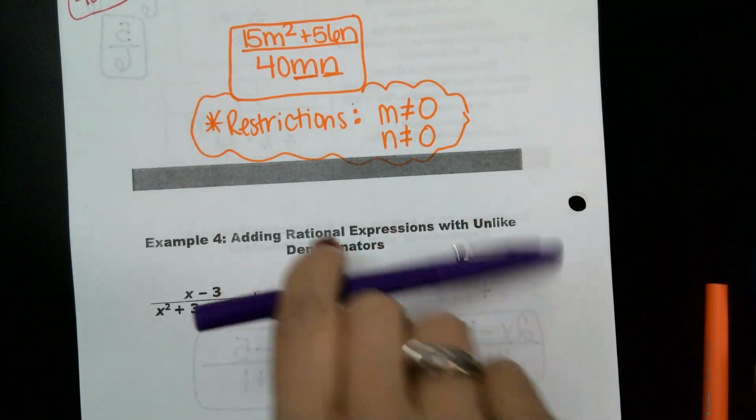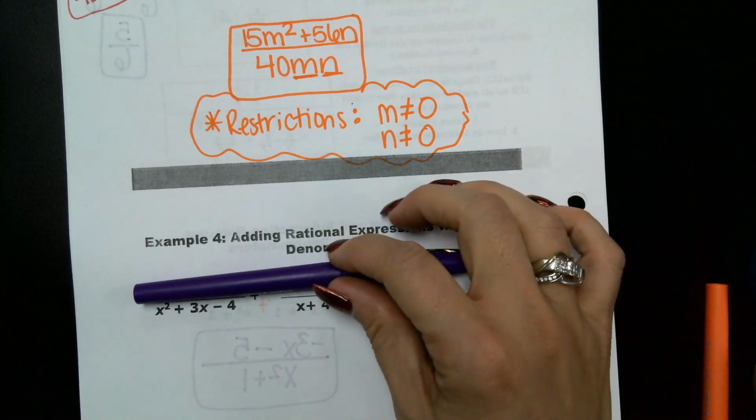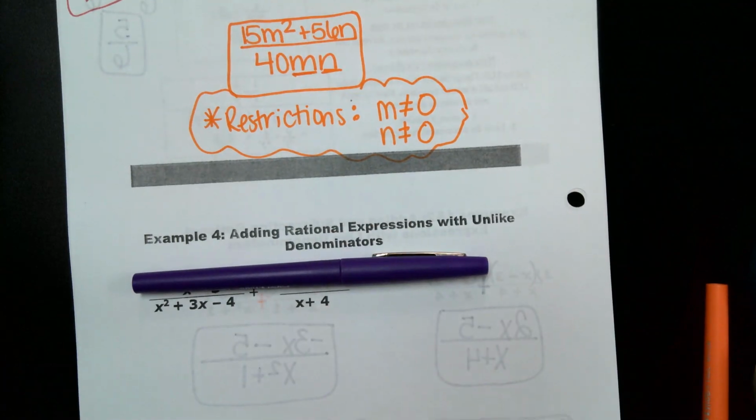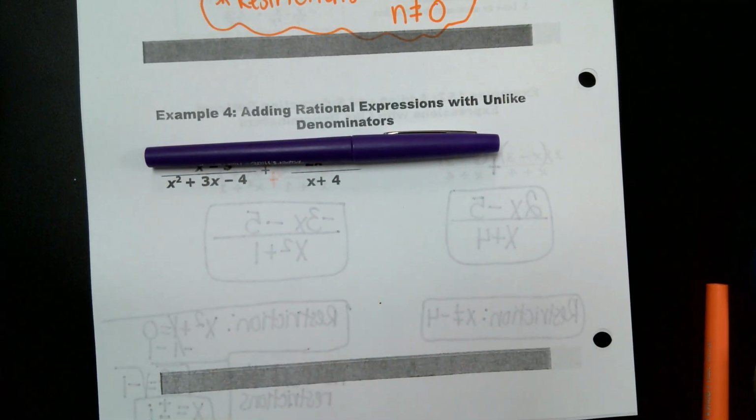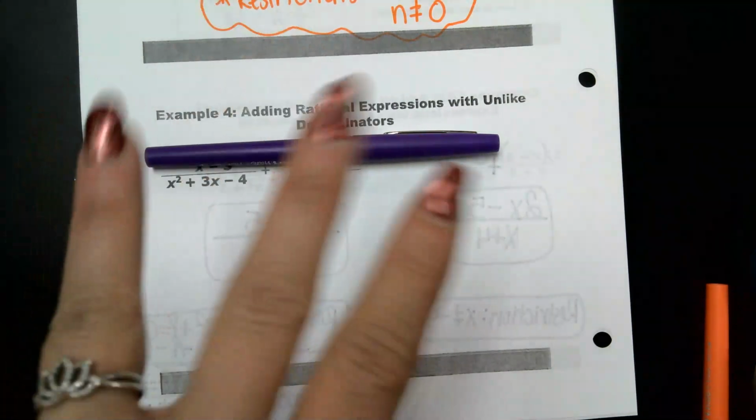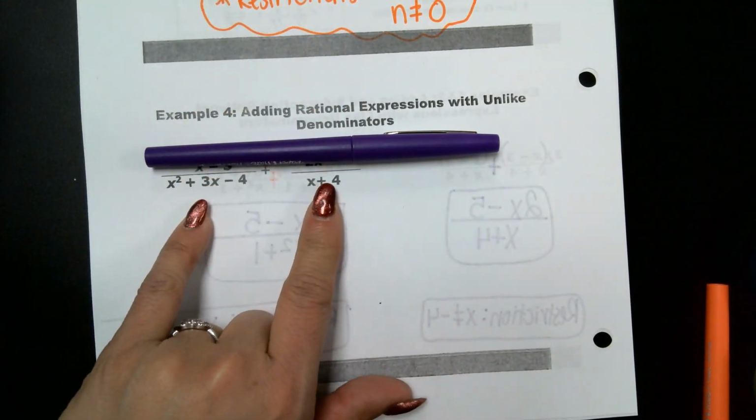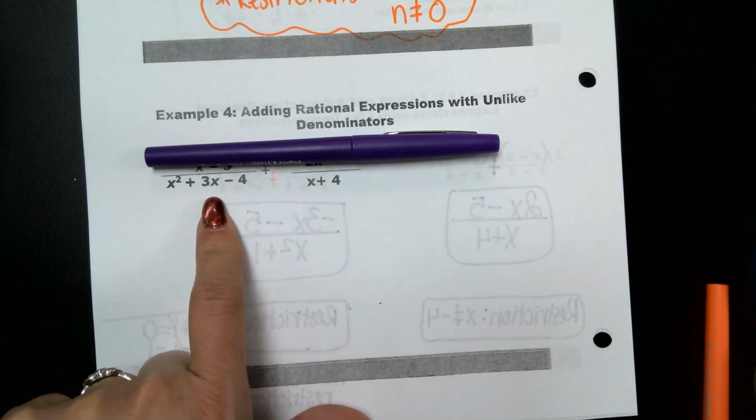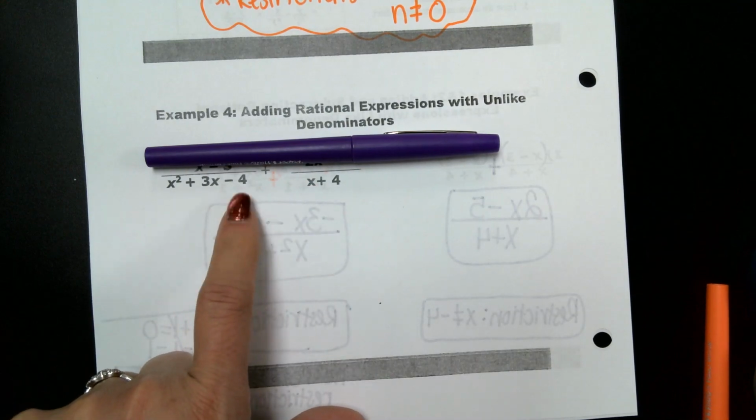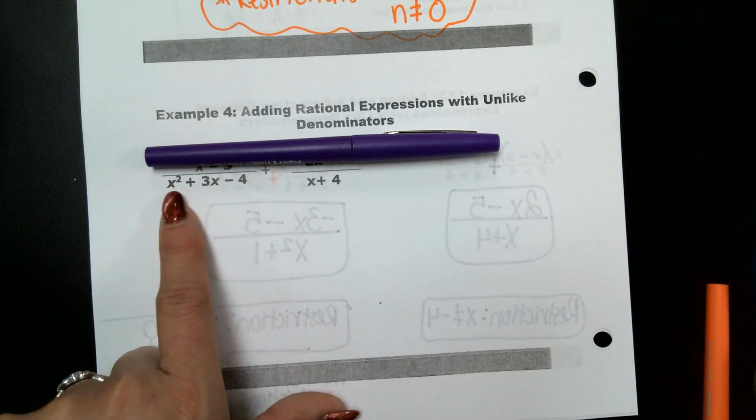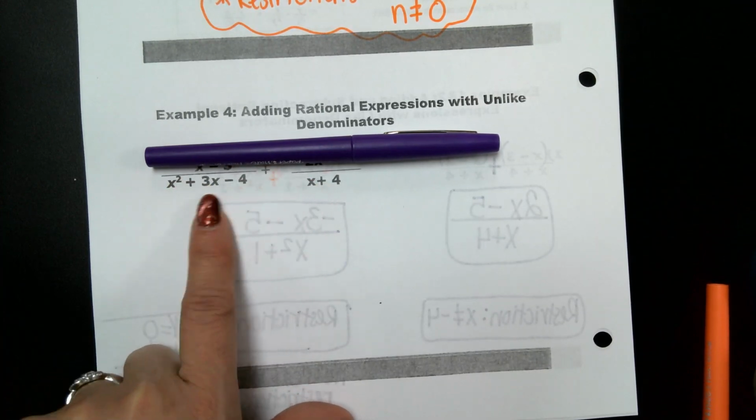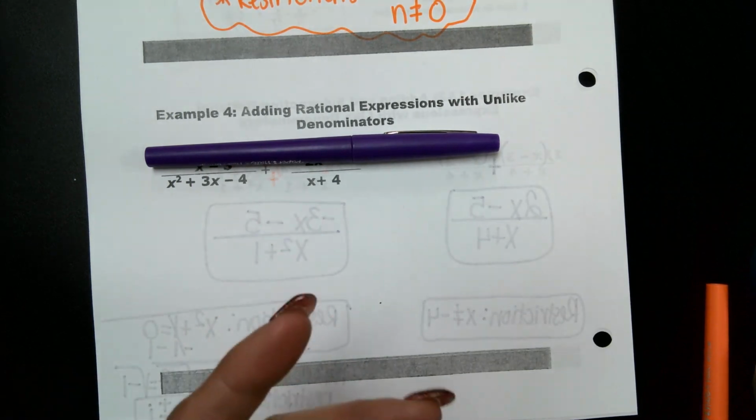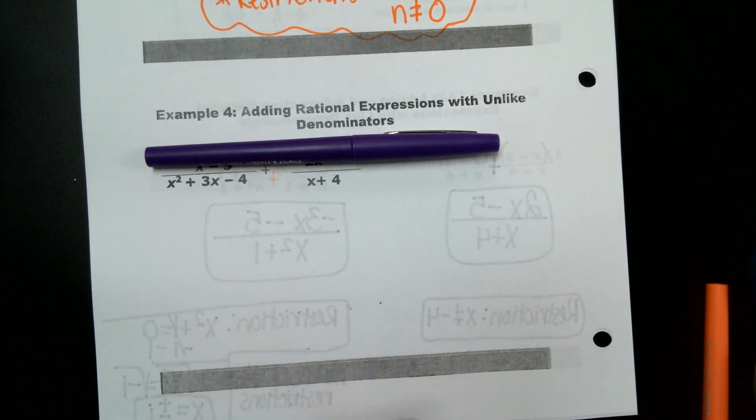Focus on your denominators first. So I'm looking at those. Okay, so listen. I have no idea right now if these two have anything in common because this one is a quadratic and it has not been factored yet. I would have to factor this to see if it has an x plus 4 in common. Because if it does, we're only going to need to use the x plus 4 once in our common denominator.